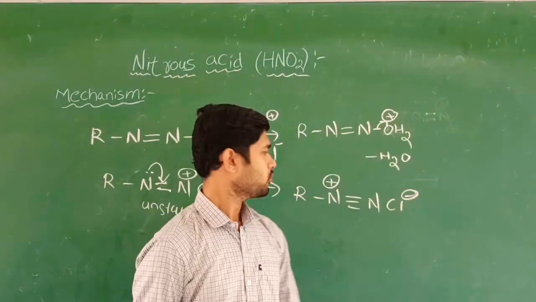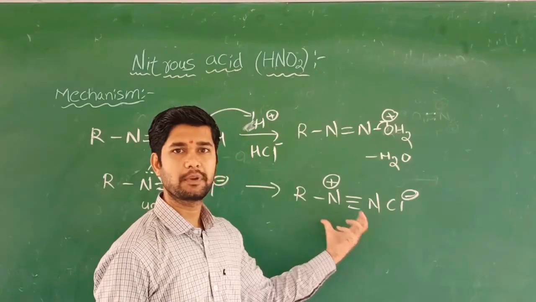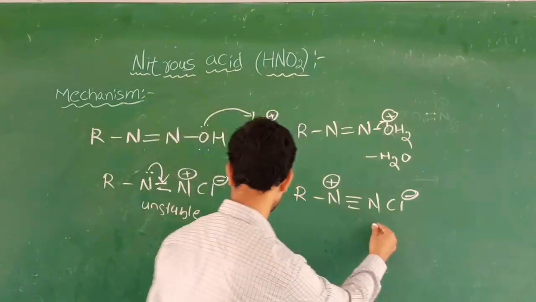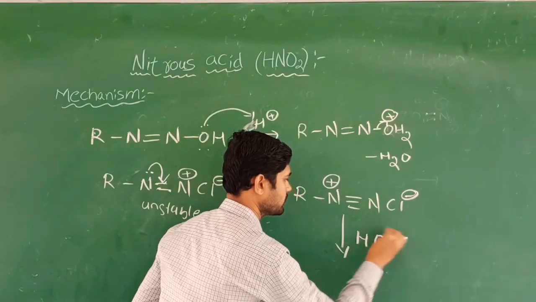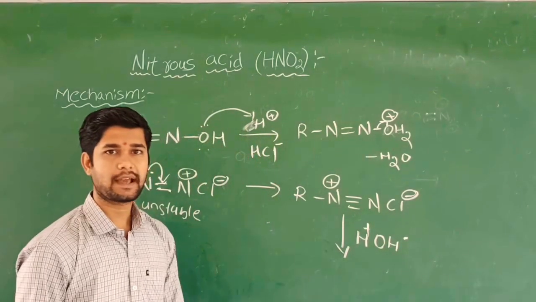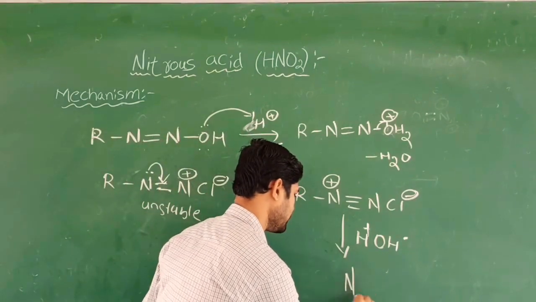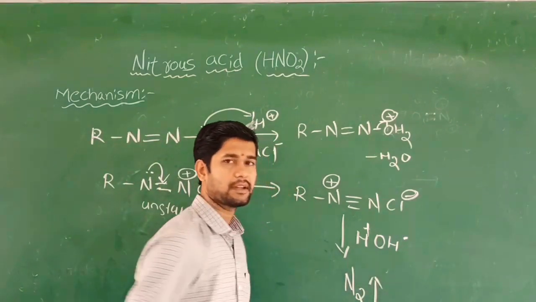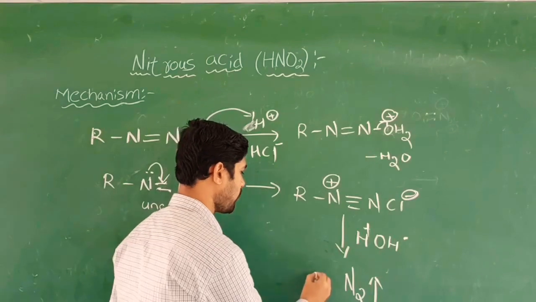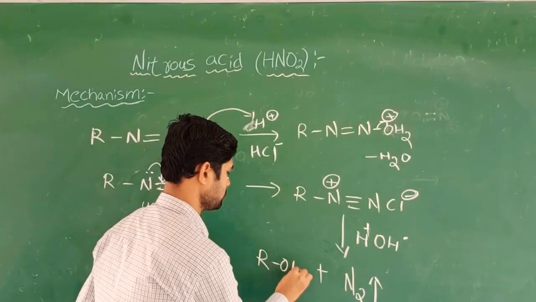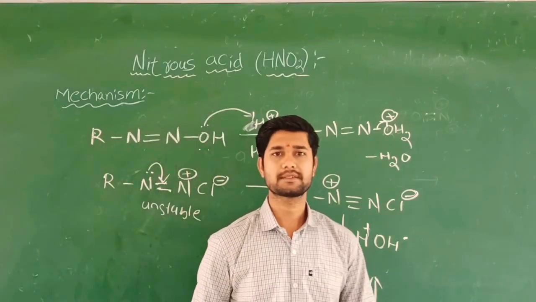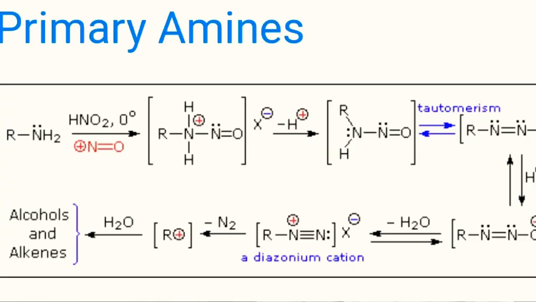So now, in further steps, it is going to be decomposed when it takes place in water, in the presence of water. So here nitrogen gas is going to be eliminated, and finally water attacks and alcohol will be formed here. So this is the mechanism of nitrous acid with aliphatic amides as well as aromatic amides.